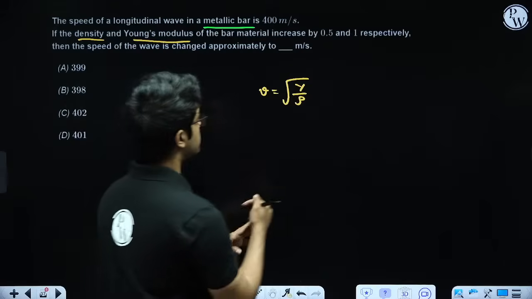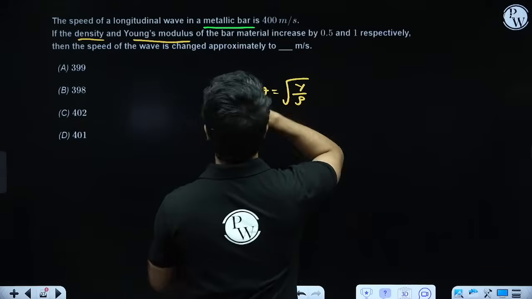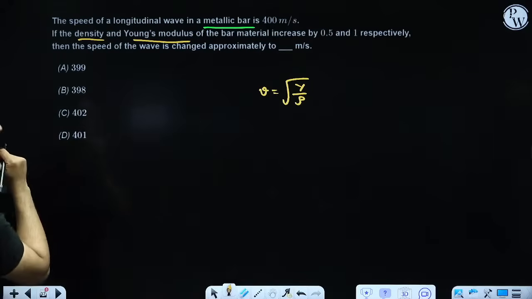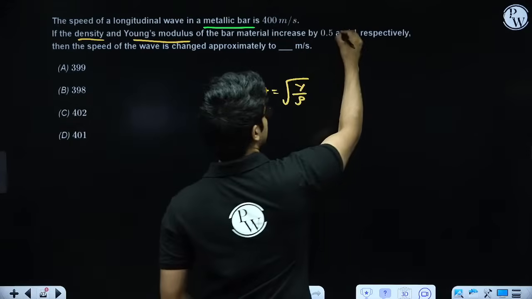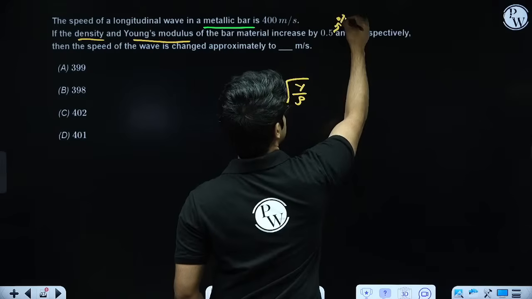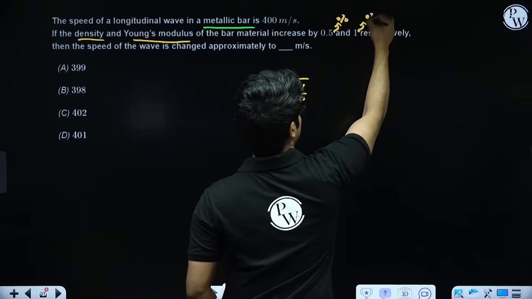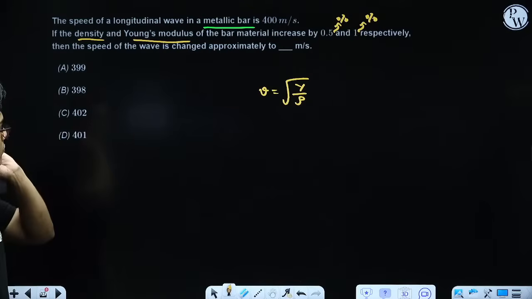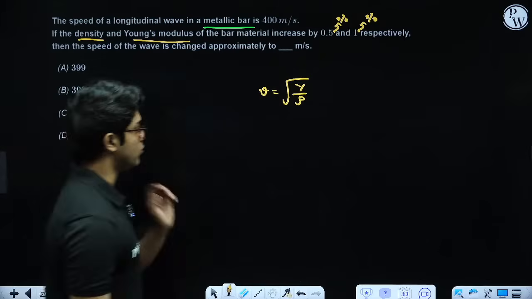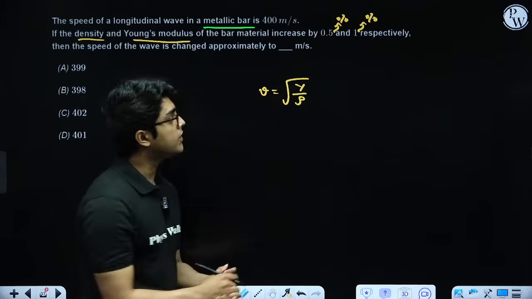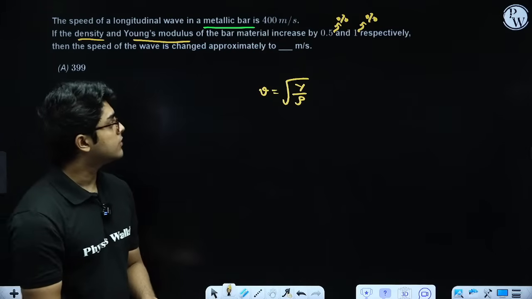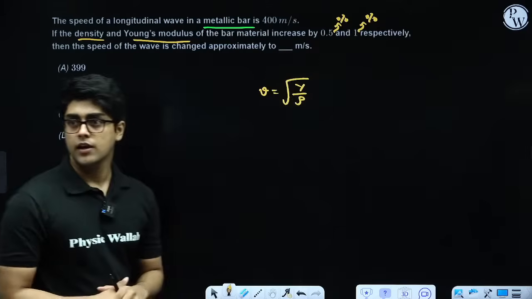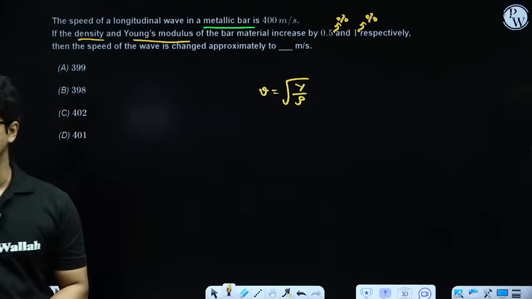Okay, so these are absolute values. No, these are not absolute values, these are percentage values. So these must be percentage, 0.5% and 1%. Then the speed of the wave is changed approximately to. So what is the change in the speed if we increase the density by 0.5% and the Young's modulus by 1%?